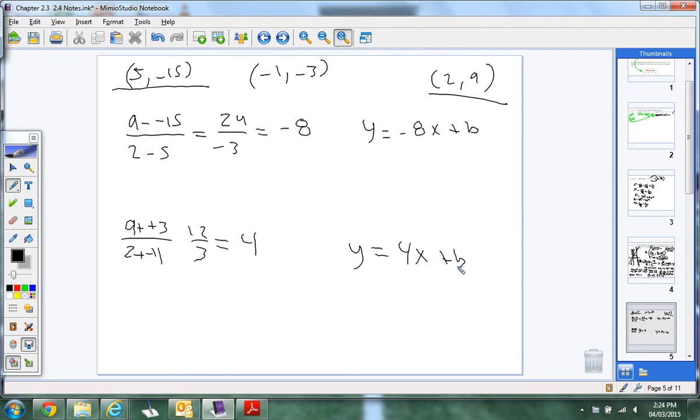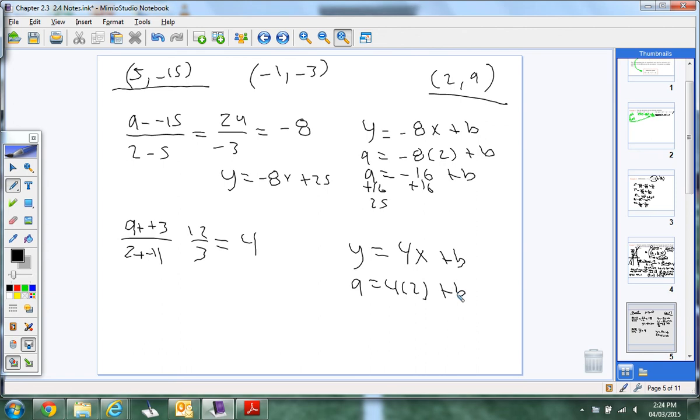Now we can plug 2, 9 in. We can plug any point we want. Actually, I'd plug 2, 9 in because that works for all of them. 9 equals negative 8 times 2 plus b. Add 16 to both sides, we get 25. So this one's equation is y equals negative 8x plus 25. Okay, doing the other one here. 9 equals 4 times 2 plus b. 9 equals 8 plus b, so b equals 1. So this one's equation is y equals 4x plus 1. So those are two equations of lines that go through that point and hit the parabola at one spot, the tangent spot. Okay.